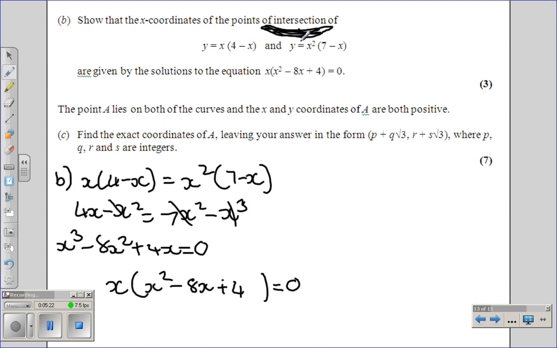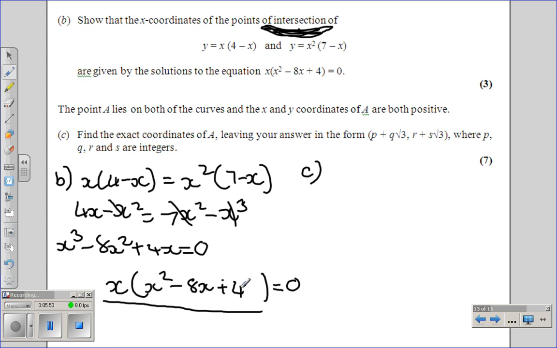Equals 0, and that's exactly what they've got there. X squared minus 8x plus 4 equals 0, so we've shown that. Part C says the point A lies on both of the curves, so it must satisfy this equation here. And the x and y coordinates of A are both positive. So if the x coordinate's positive, then this can't be the answer. X can't be 0.